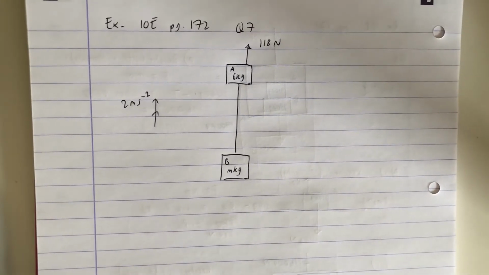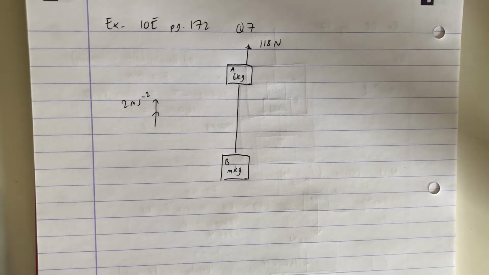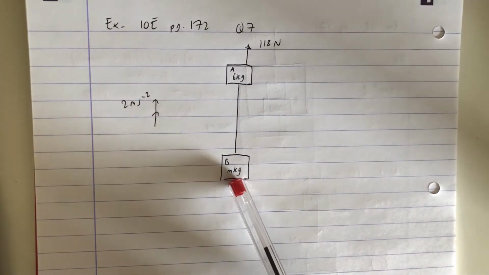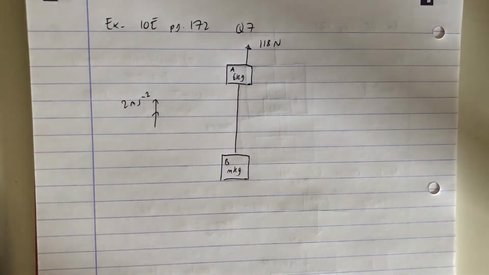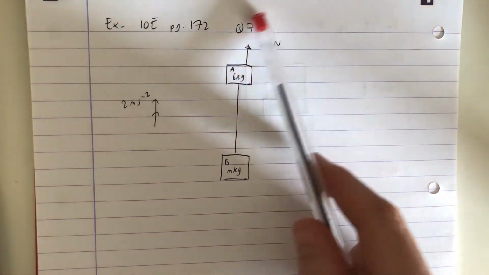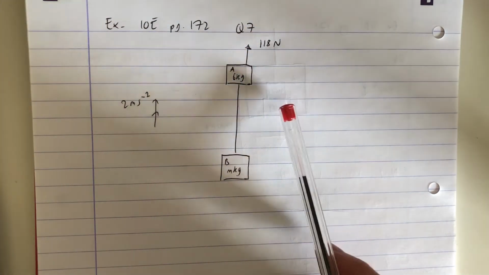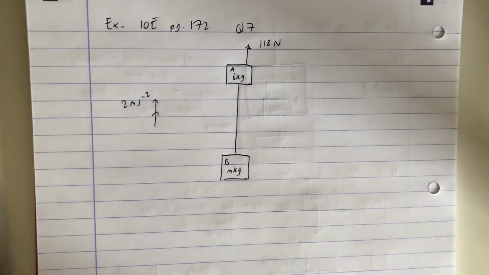Okay, just going to go through another request from exercise 10E, page 172, which is question 7. We're talking about two particles A and B, one of mass 6 kilograms, the other one unknown mass, connected by a light inextensible string. B is below A, and a force of 118 newtons is applied vertically upwards, causing the particles to accelerate upwards. Now, we're asked to find out the mass of the particle and the tension in the string.